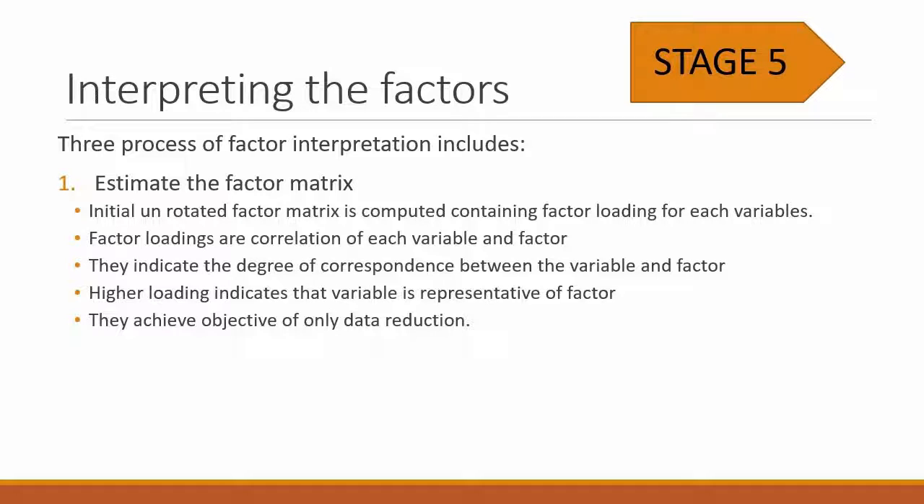There are 3 processes in interpreting the factors. 1 is estimating the factor matrix. An initial unrotated factor matrix is computed containing factor loadings. Higher loading indicates that the variable is representative of the factor. They achieve the objective of data reduction only.